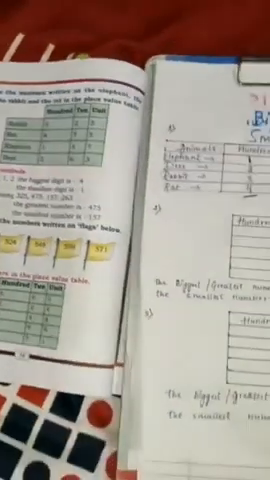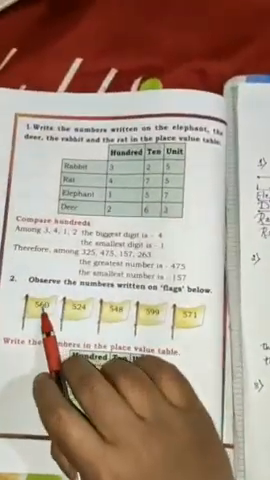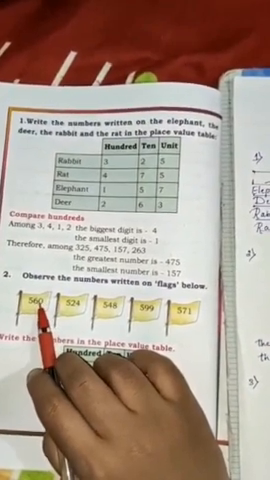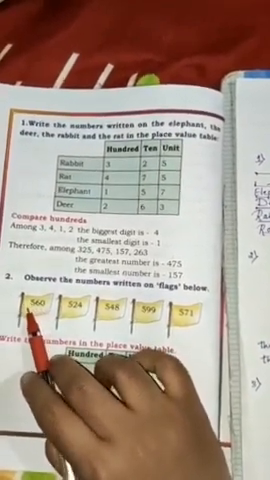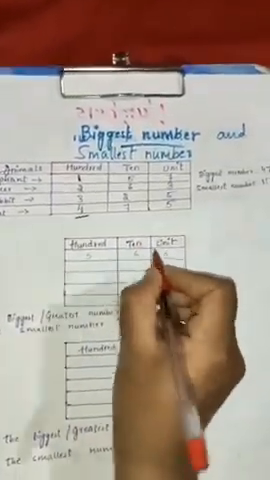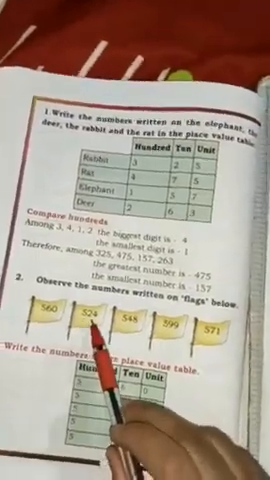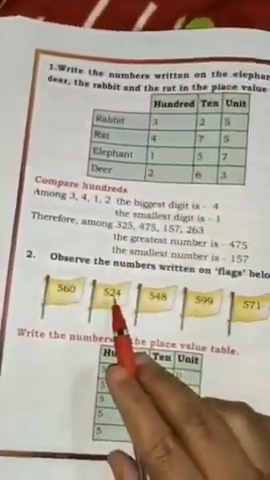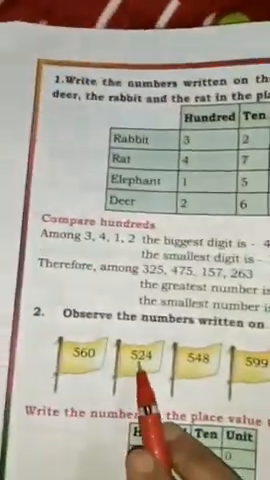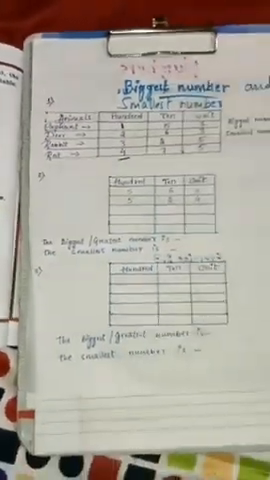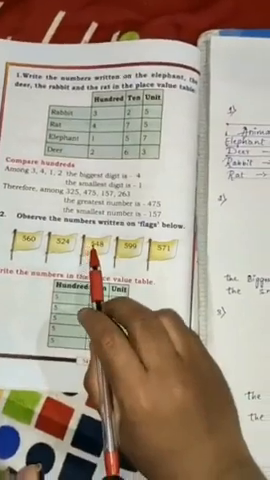Now you tell me here. First number is 560. As you know how to arrange the numbers, first you have to start from the unit, 10 and 100. So 560. Next one is 524. So 4 is in the place of unit. Next, the 2 is in the place of 10. Next, the 5 is in the place of 100. Right? Yes. Next one is 548.